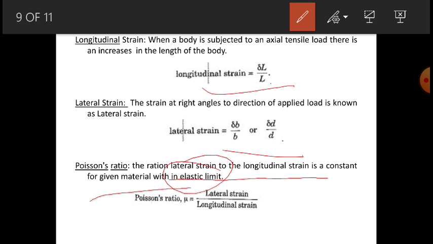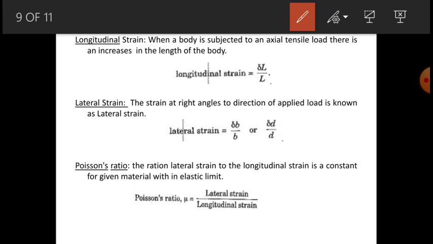Okay. So this Poisson's ratio is denoted as mu or m. And this Poisson's ratio is constant for all materials, because every material has a constant lateral strain and longitudinal strain. So the Poisson's ratio also remains constant.